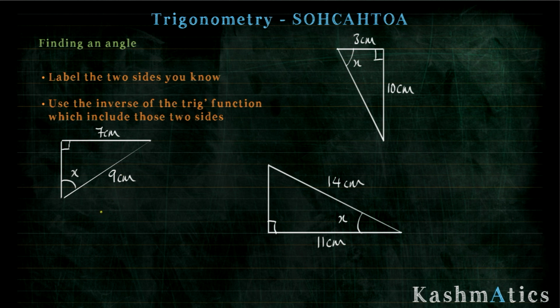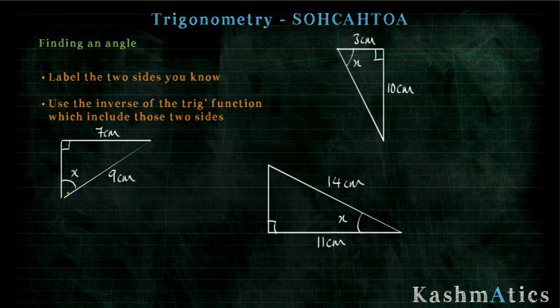Right, and there's one last thing to do now, and that is finding an angle. I think this is actually the easiest of all the things to do, but let's just have a look. The first thing you need to do is label the 2 sides that you know. You have to know 2 sides in order to work out an angle. And then you need to use the inverse of the trig function, which includes those 2 sides. I'll show you what I mean by that.